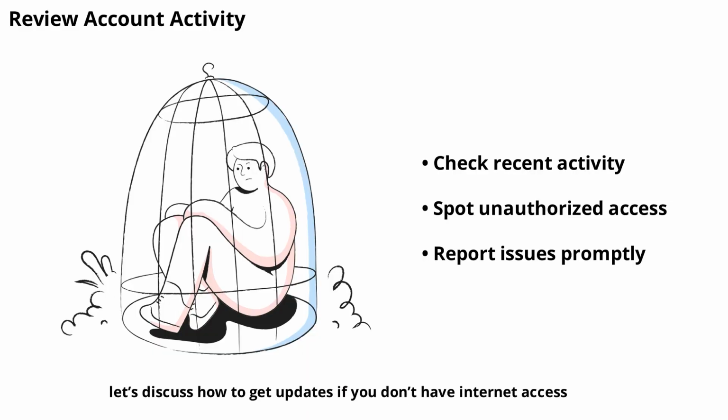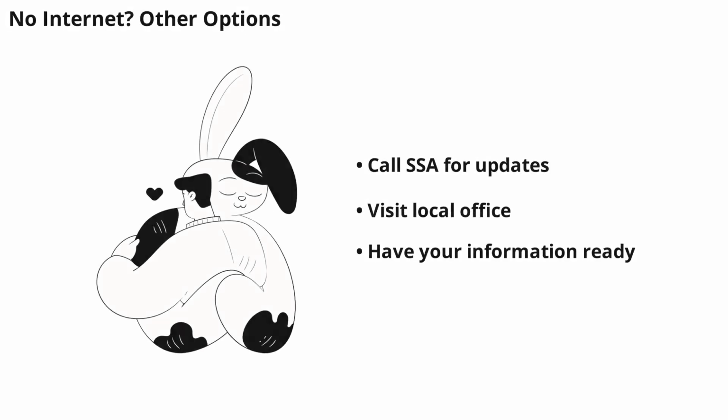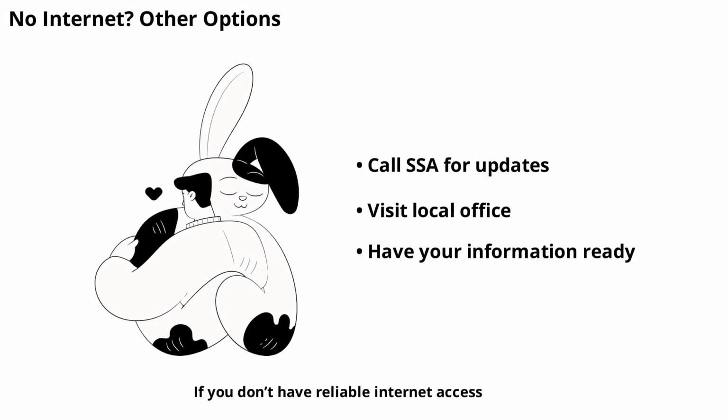Next, let's discuss how to get updates if you don't have internet access. If you don't have reliable internet access, you can still check your SSDI or SSI application status by calling the SSA's toll-free number or visiting your local office. Phone representatives can provide updates and answer your questions. Be sure to have your Social Security number and application confirmation number ready. While online access is fastest, these options are available if you need them.